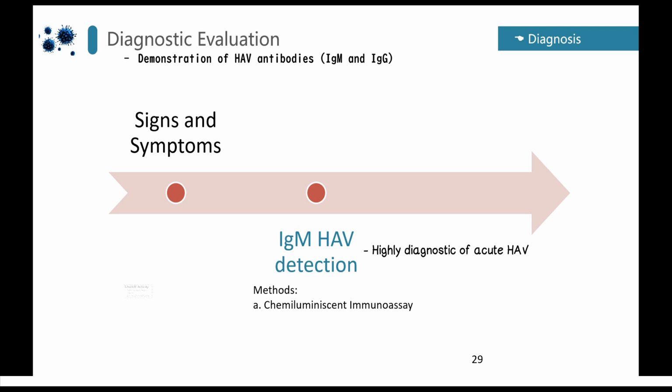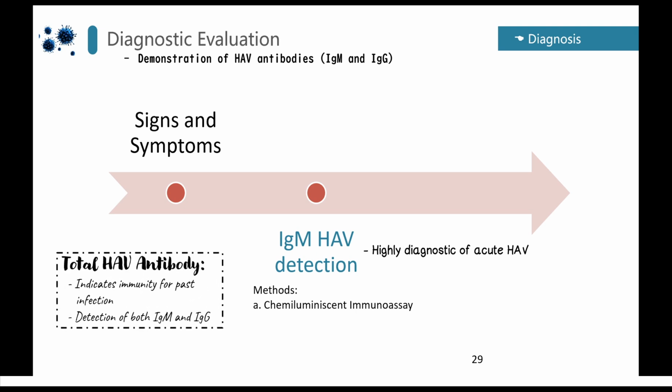Pwede din mag-order ang doctor ng total HAV antibody. For total HAV antibody, what will be detected is both IgG and IgM. So this is just to ensure if the patient has past infection. The IgM indicates a current infection.